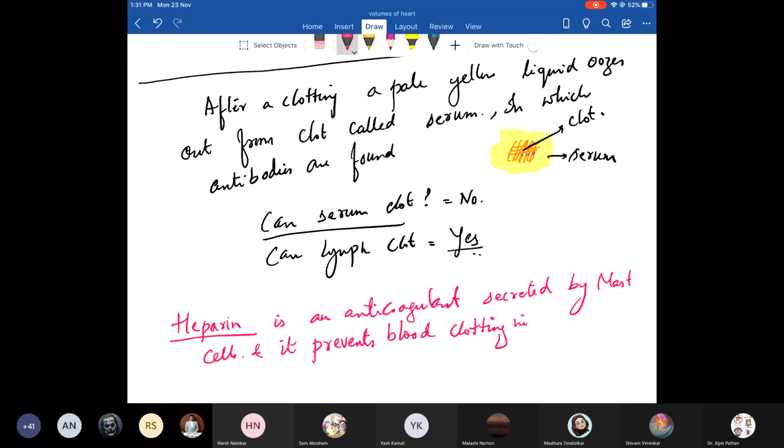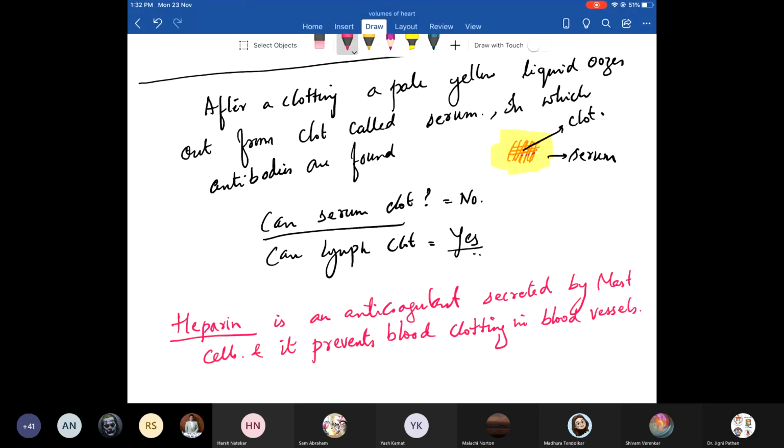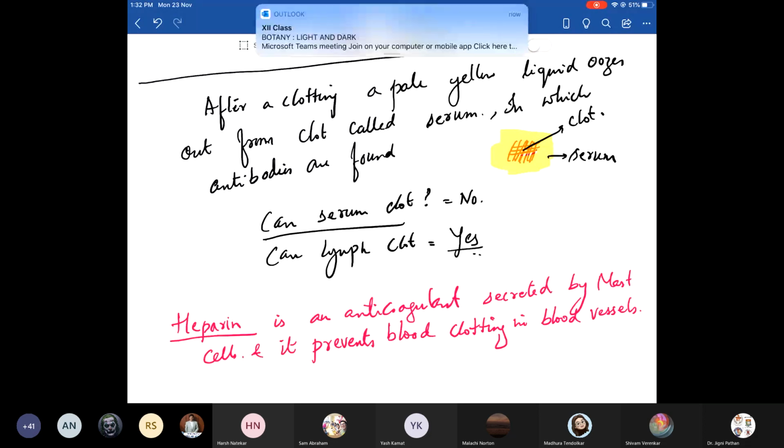It prevents clotting in blood vessels. Clear? So, are you all there? Understood this part? Yes, hirudin also. Leech has hirudin. That is a natural anticoagulant, right?